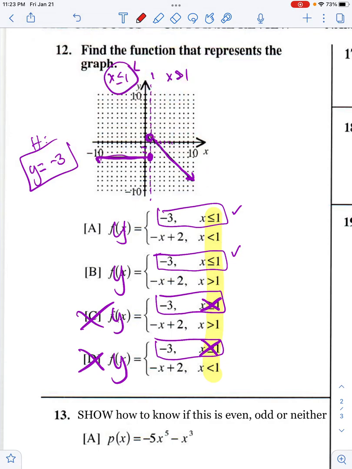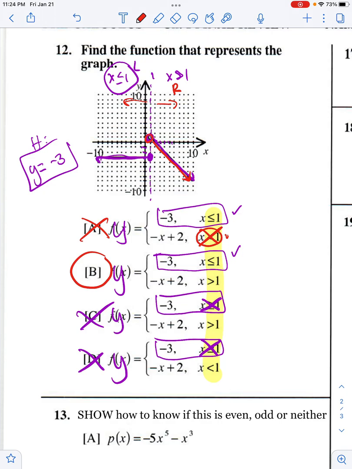So then let's look at the other piece. The other piece is for the right part, which is past this, so x greater than 1. So I'm actually already done. This says for x is less than 1. Well, that would be over here, but we want x greater than 1, so that's already wrong.